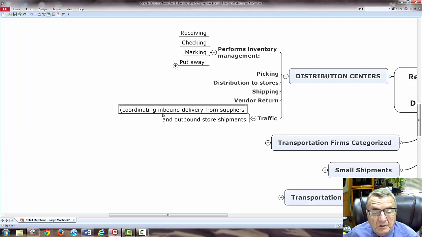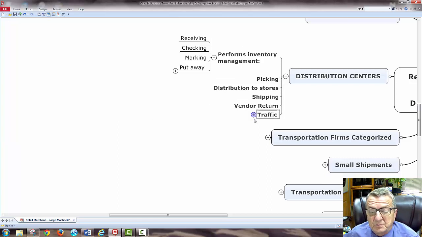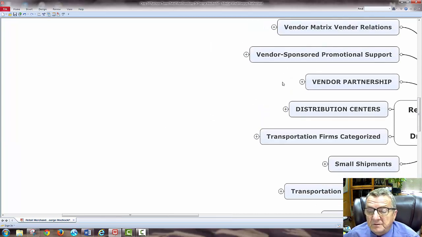Okay? And then the other thing the distribution centers do: they're picking the distribution to stores, they're shipping, vendor return, coordinating inbound delivery from suppliers and outbound shipment. They don't like to leave the trucks empty. That's not very effective, especially for a private carrier.